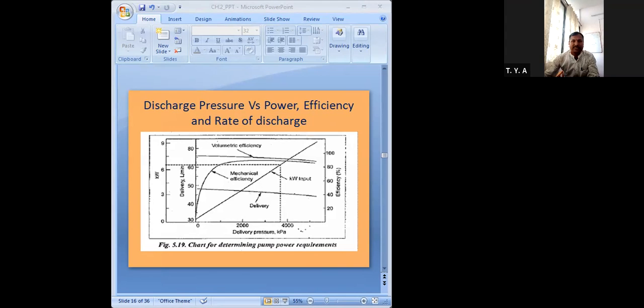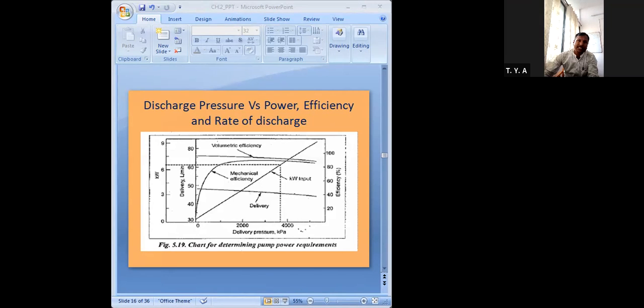Here you can see the discharge pressure, that is the delivery pressure, and here we have the power. If you look at this graph, it is clear that more power is required to deliver the higher discharge pressure.